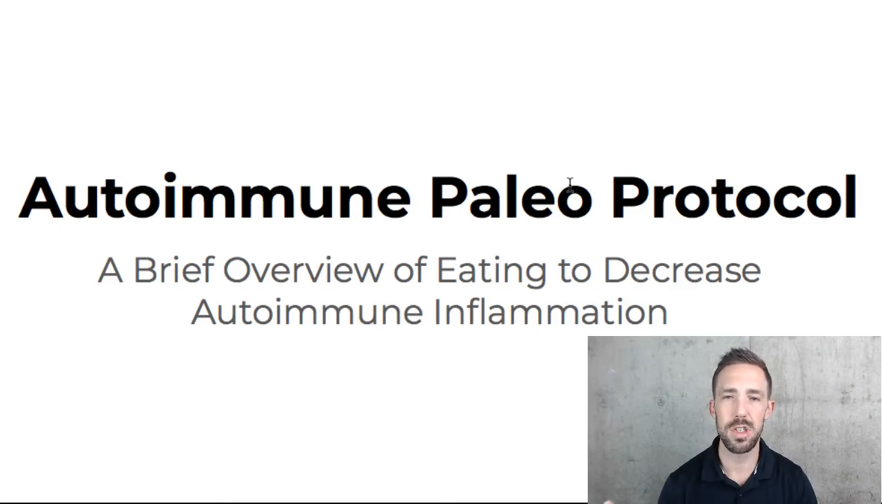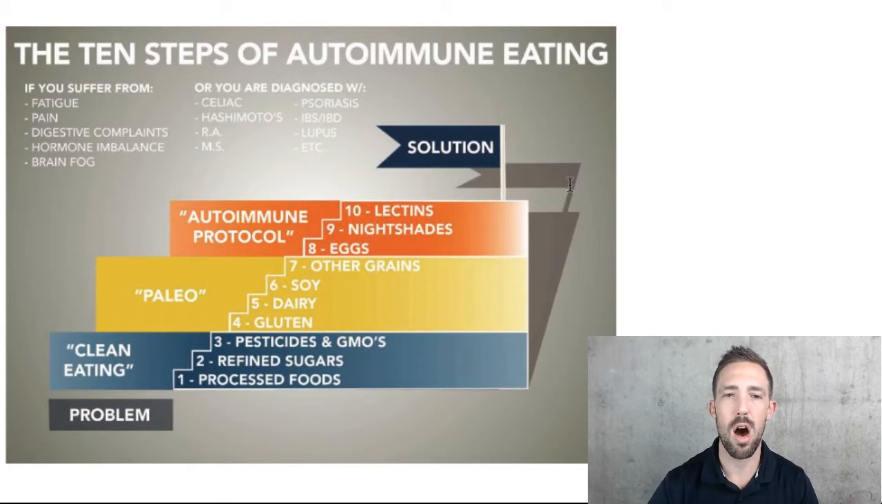First off, let me just explain that the way that we teach this in our practice is through something that we've created, called the 10 steps of autoimmune eating. And the autoimmune protocol, as you'll see here, is the top. The purpose of this graphic is to show that sometimes you need to be up here at step 10. That's what we're going to talk about right now.